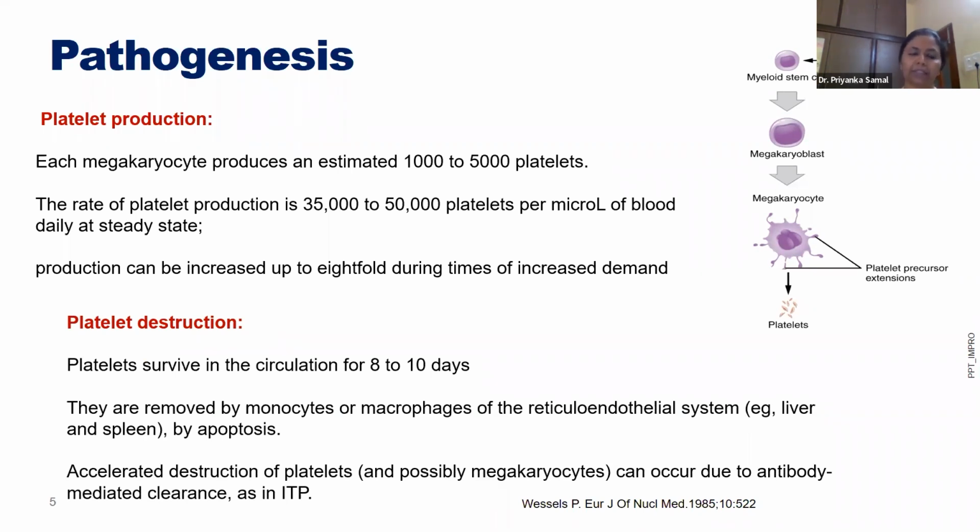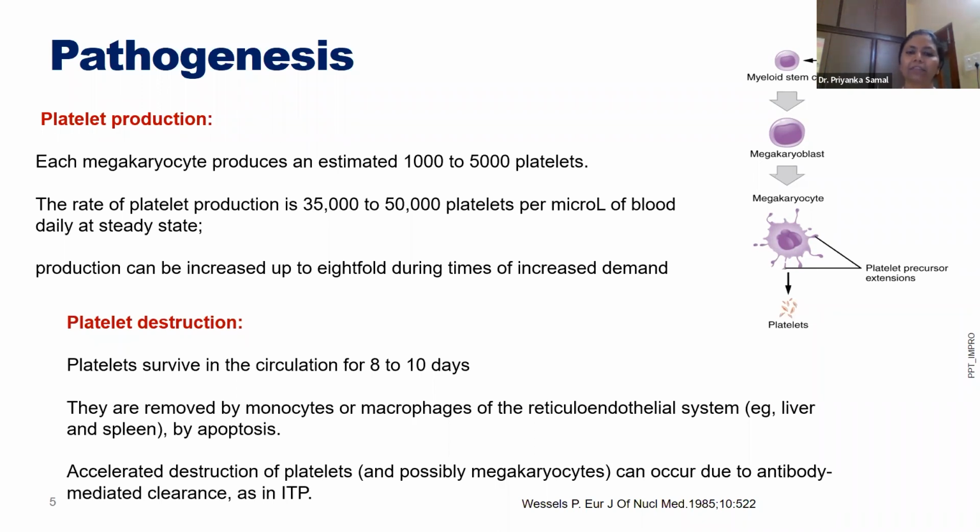Next, platelet destruction. Like we have RBCs, WBCs, similarly, platelets also survive for a definite period in the circulation, and that is from 8 to 10 days. How are they removed then from the system? Mostly by the monocytes and macrophages, which make up the reticuloendothelial system, and sometimes by apoptosis. Accelerated destruction of platelets occurs when there is antibody-mediated clearance.